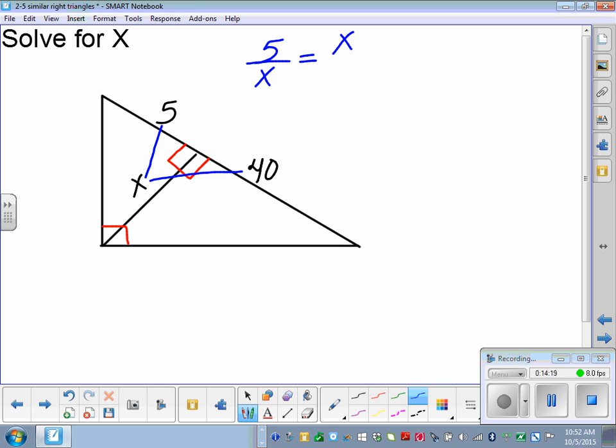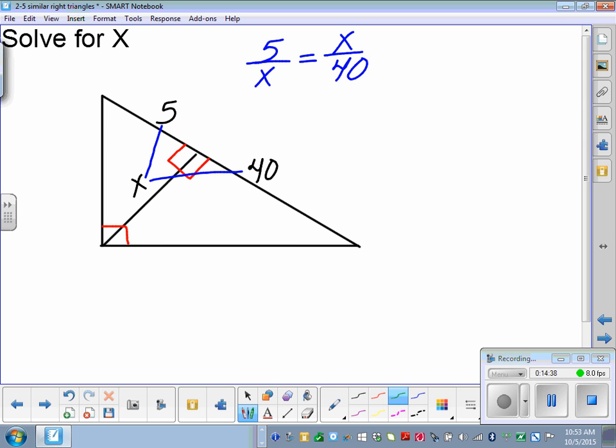How do you know which one to put on top or bottom? It won't matter, actually. Great question. So we could have gone the other way and done 40. Other people were wondering that same thing. You could have also done 40 over x is equal to x over 5. Good question. All right, so now let's cross multiply and solve for x.